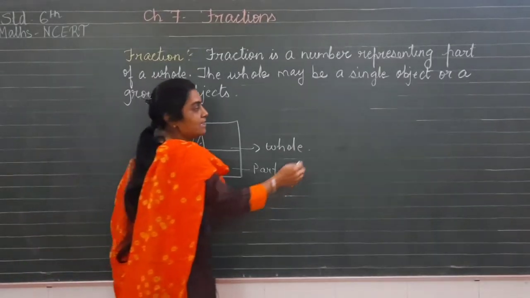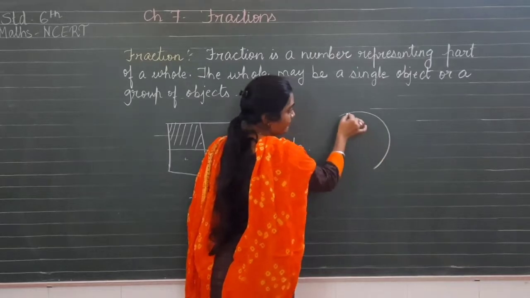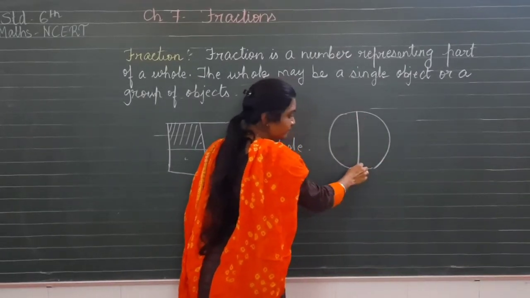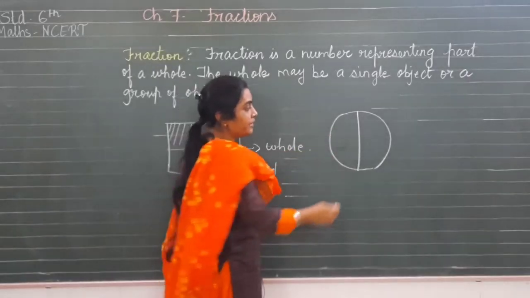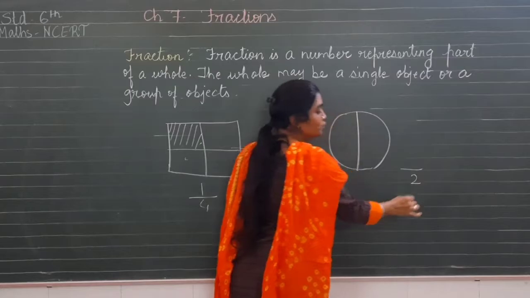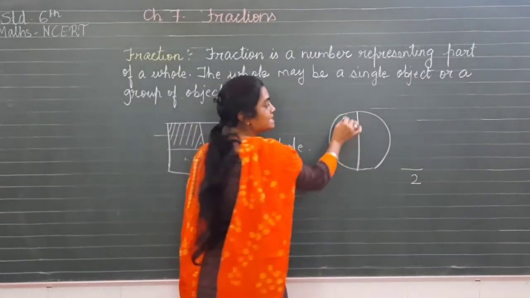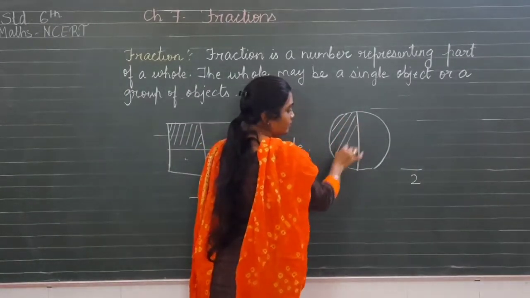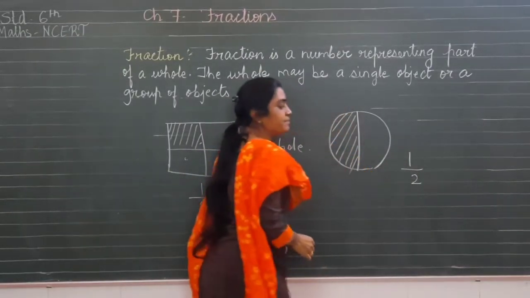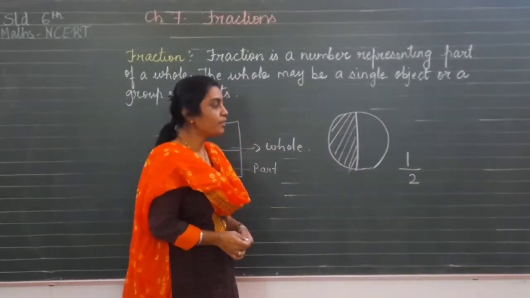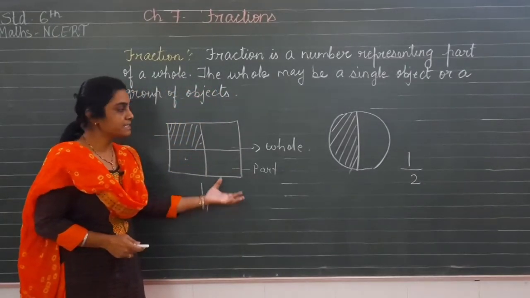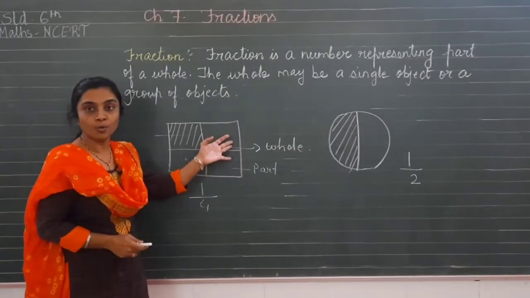In the same way, let us see another figure. Suppose this is a circle. Okay, so it is divided into 2 parts. From 2 parts I am shading one part. So it is represented as 1 upon 2. So a fraction is a number which represents part of a whole.